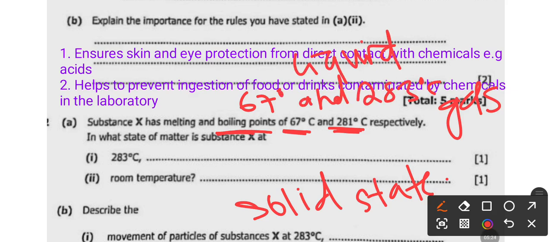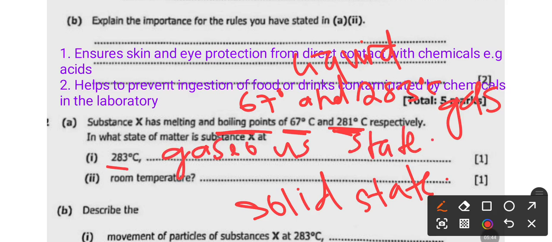Okay, so for Roman numeral 1, at 283 degrees Celsius, because this temperature is above the boiling point of substance X, surely substance X should exist in gaseous state. Then at room temperature. Remember, room temperature is basically a temperature of around 25 degrees Celsius. So this temperature is below the melting point of substance X. Therefore, at this temperature, the substance exists as a solid.